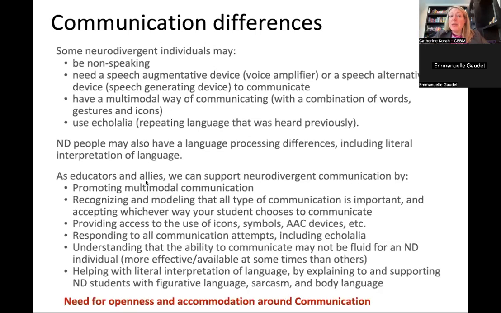But this is where we need to become allies, as educators and school staff members, in finding ways to support neurodivergent communication. It could be as simple as having multimodal communication options in the classroom, having different devices available, recognizing and modeling the different types of communication and honoring the fact that they're all important, accepting whichever way the student chooses to communicate with you, and providing access to icons, symbols, and different devices, as I mentioned up here.